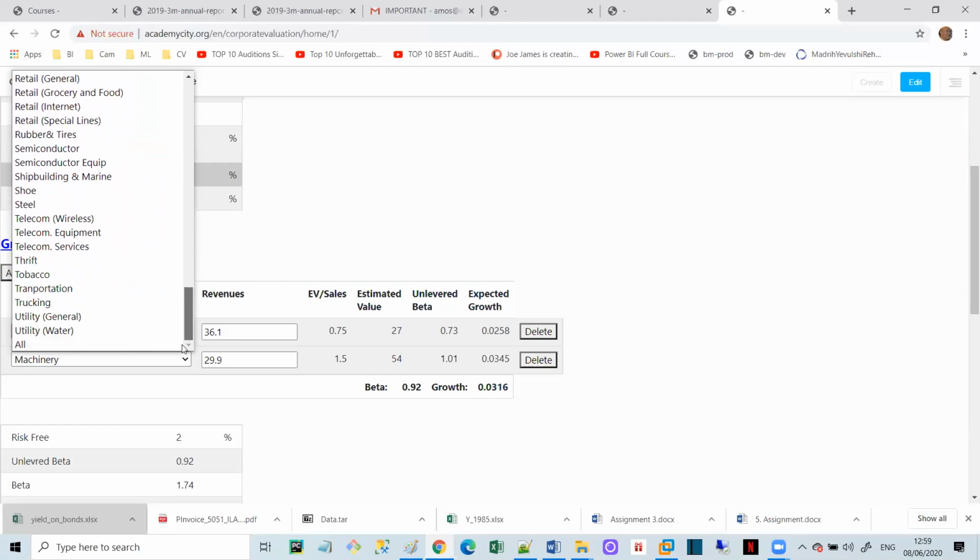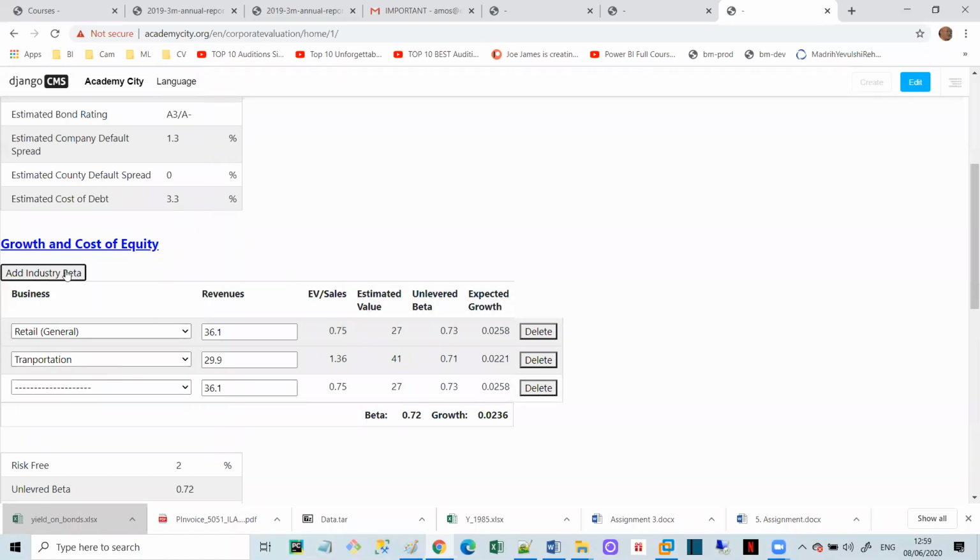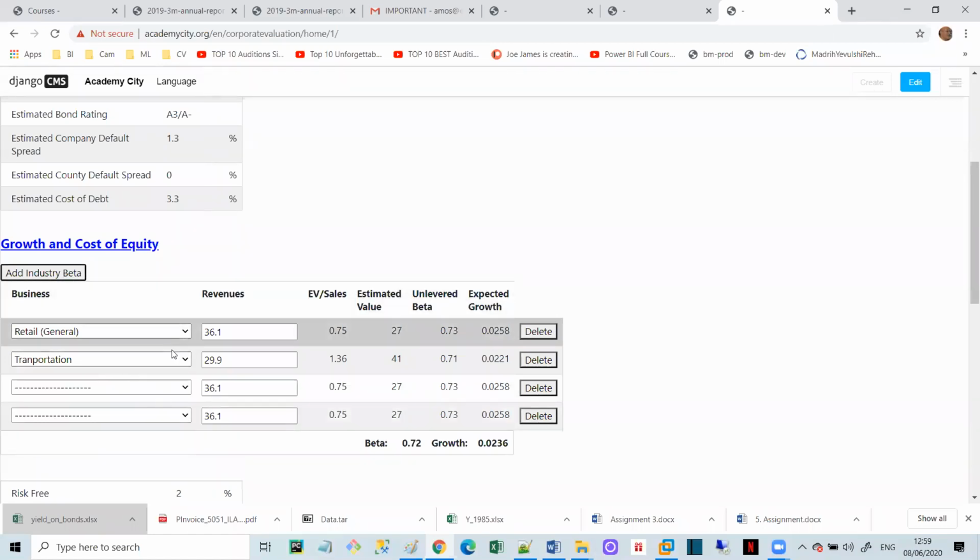I lost it. That is transportation. Yeah, here we go. Okay, that will be the industry that I really need to use for the second one. And I need to add another two, because they have four segments. So I should really have four lines, and each one the percentage I will add. And then it will calculate the weighted average for me.